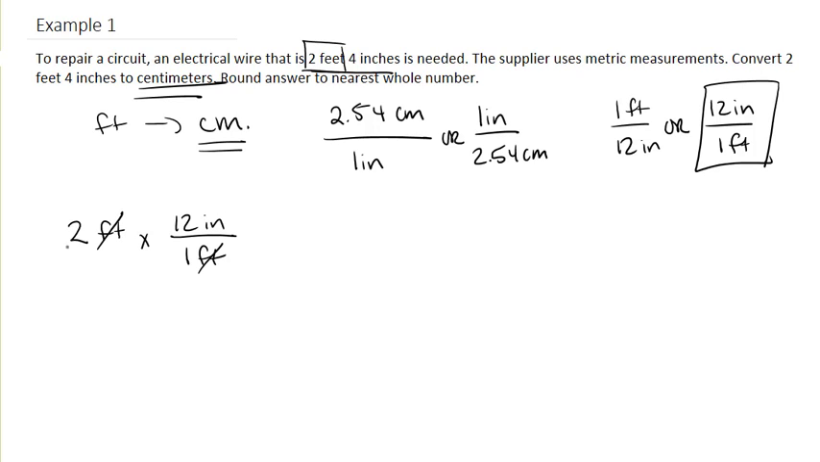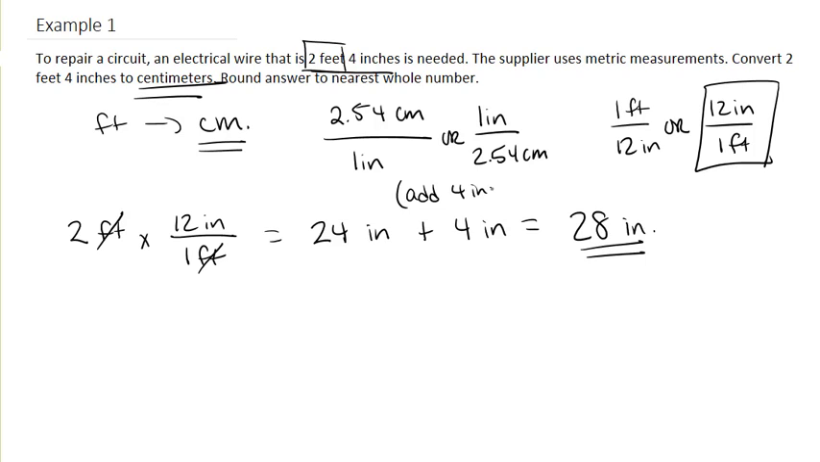So now we can go ahead and multiply. So now we have 2 times 12, which is equal to 24 inches. Now, what we will do is add the 4 inches to get us to 28 inches. So now we're going to convert this. So now we have 28 inches.